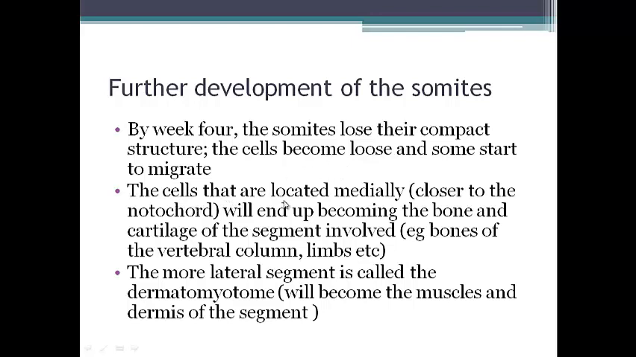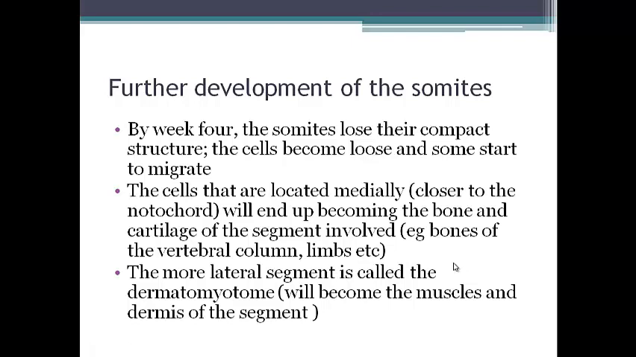A group of cells are located medially, meaning that they are closer to the notochord and further away from the surface of the body. These will end up becoming the bone and cartilage of the segment involved. So they give me the bones, for example, of the limbs, bones of the vertebral column, depending on where you are in the human body.